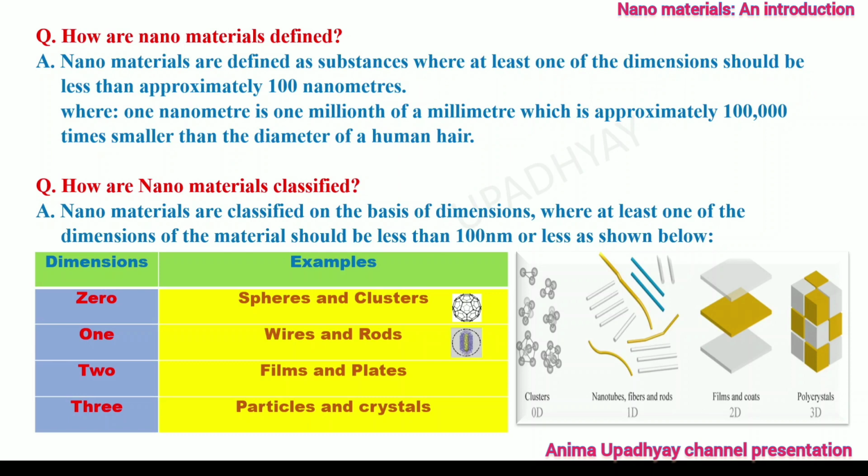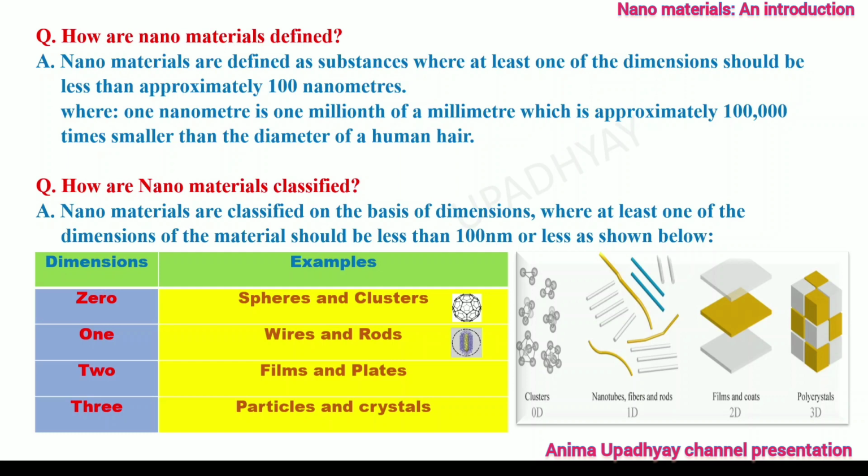How are nanomaterials defined? Nanomaterials are defined as substances where at least one of the dimensions should be less than approximately 100 nanometers. So now we can say that anything which has all dimensions more than 100 nanometers cannot be a nanomaterial.